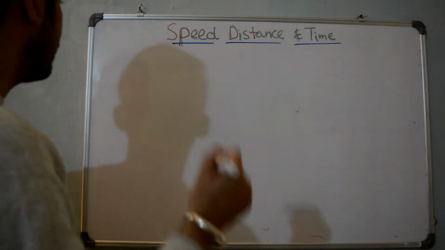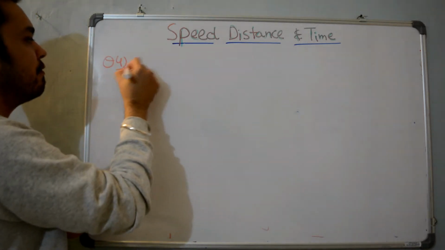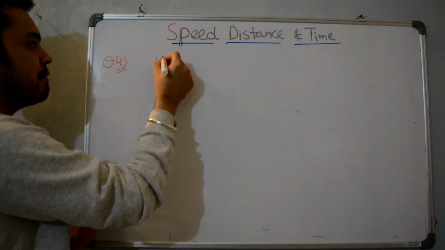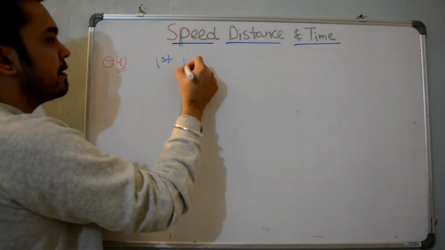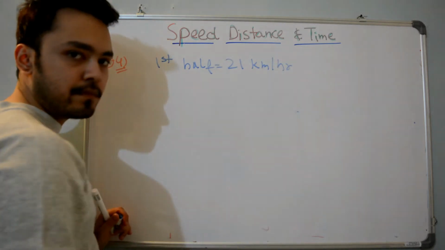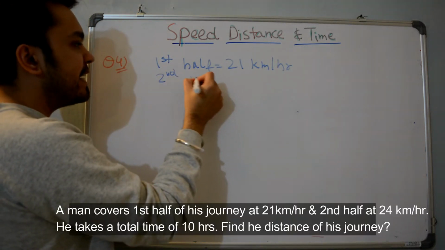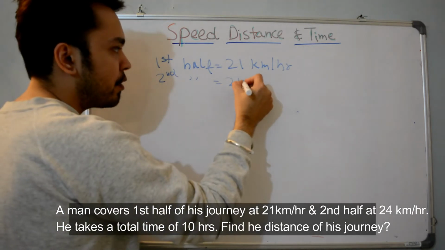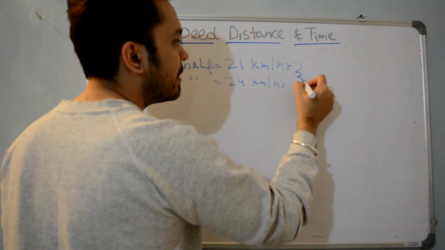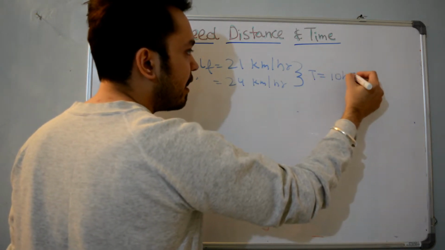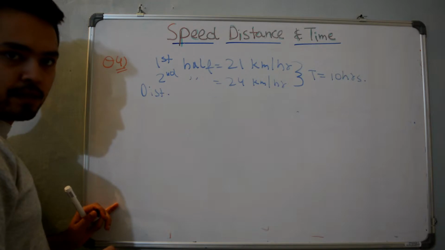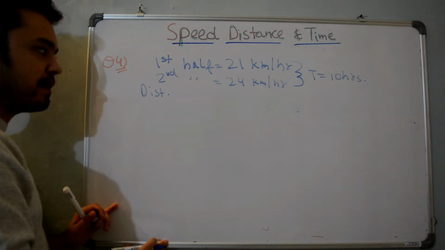So moving ahead, we have our next question with us. Question number 4. We are given that a man covers the first half of his journey at 21 kilometers per hour. He covers the second half of the journey at 24 kilometers per hour. And the total time taken by him in doing all this is 10 hours, right? And you have to find the complete distance for which he traveled, right?